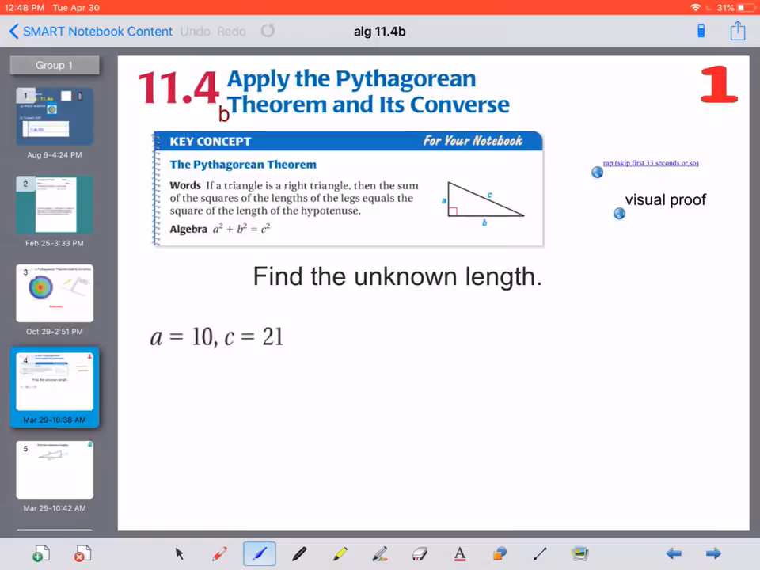Morning everyone. Today we're doing 11.4b. Again, we're doing Pythagorean Theorem, but today we're going to take it a little bit farther. So we're going to start off with a little review.